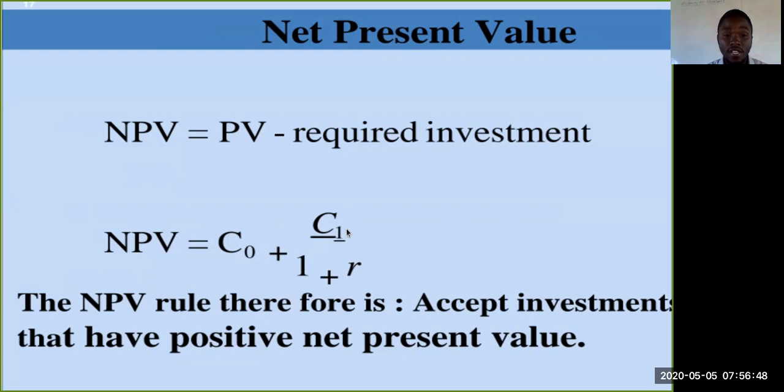And if the subtraction is going to give us a positive number, then that investment is good at the end of the day. But if the calculation of NPV is going to give us a negative number, then it is not a good investment to go ahead with. The NPV rule, therefore, is accept investments that have positive net present value. So this is the net present value rule.